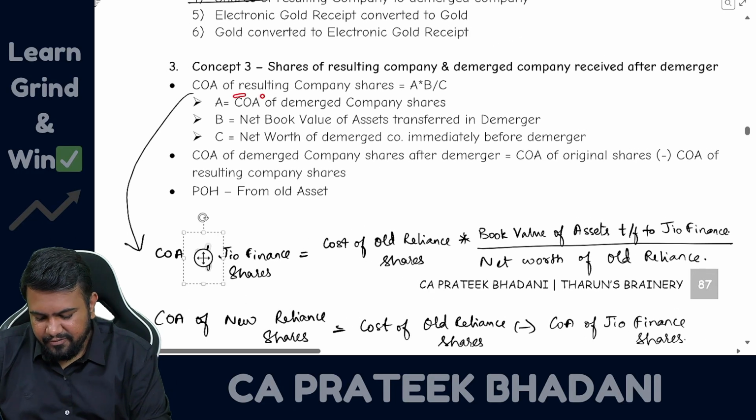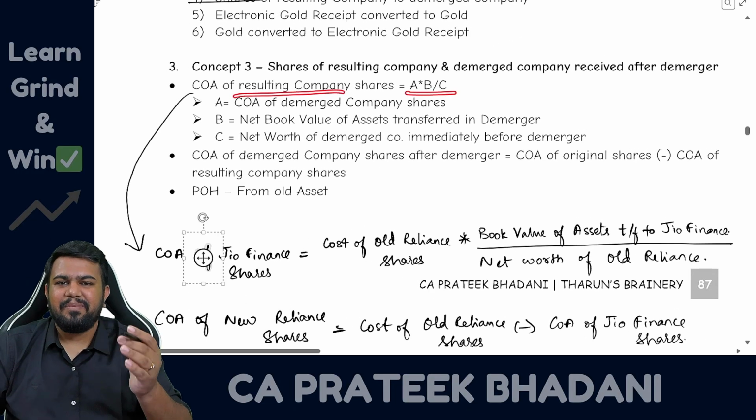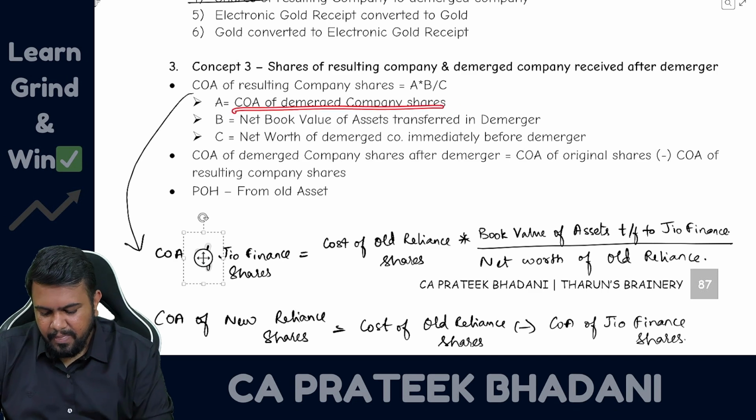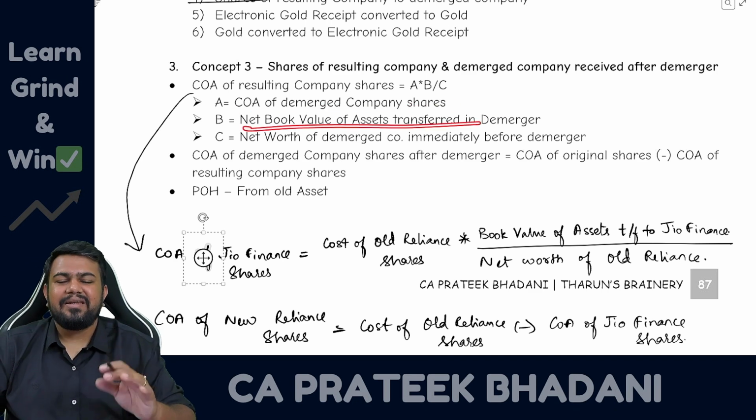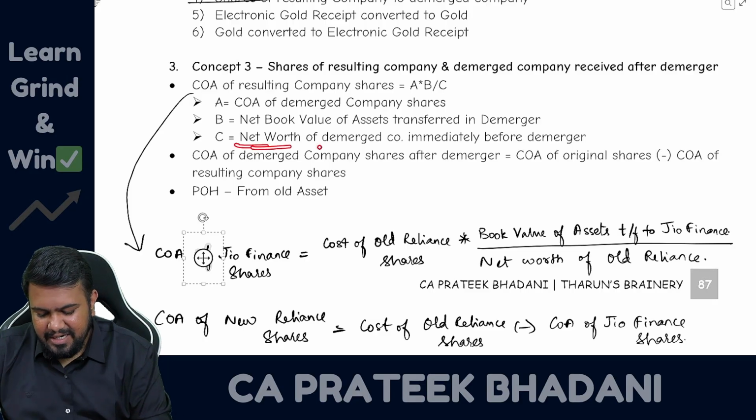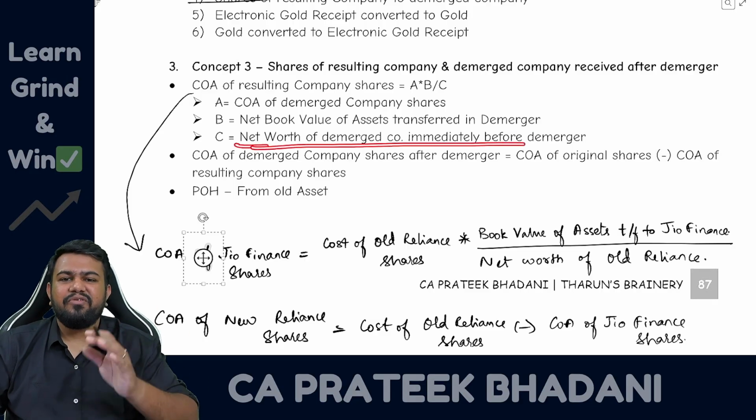Cost of acquisition of resulting company shares is equal to A multiplied by B by C, where A is equal to cost of acquisition of demerged company share, B is equal to net book value of the asset transferred during demerger, and C is the net worth of the demerged company immediately before the demerger.